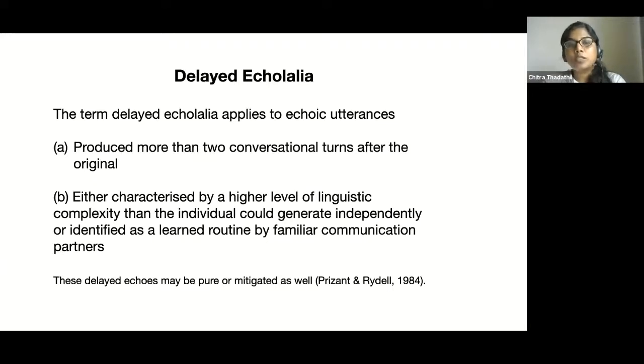Second, it could also be repeated after a prolonged period of time. It can happen after several days, several weeks, months, or even several years. The child could repeat this echoic utterance, and that is delayed echolalia. Delayed echolalia is either characterized by a higher level of linguistic complexity than the individual could generate independently, or identified as a learned routine by familiar communication partners. So the immediate communication partners will know that this is a learned routine for him. It's not necessarily that the child has higher language skills.